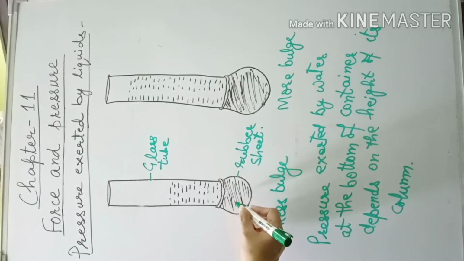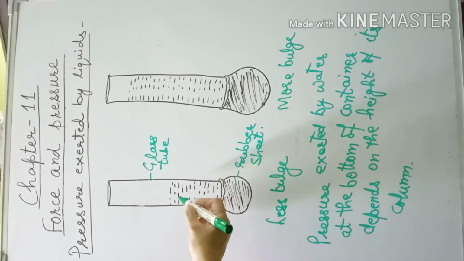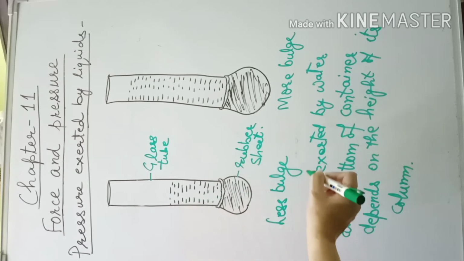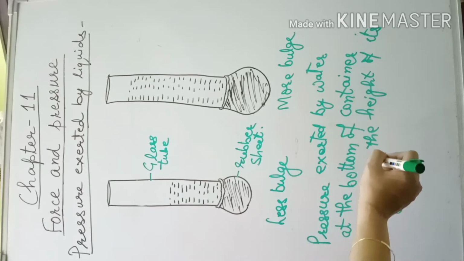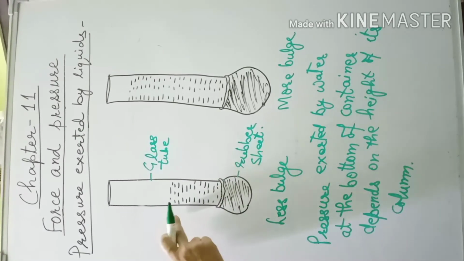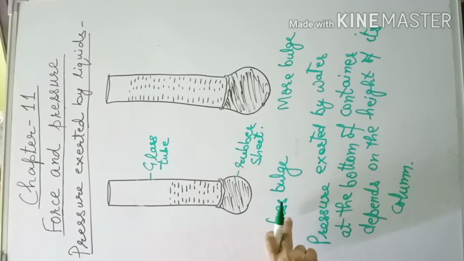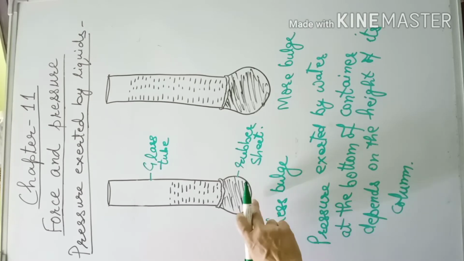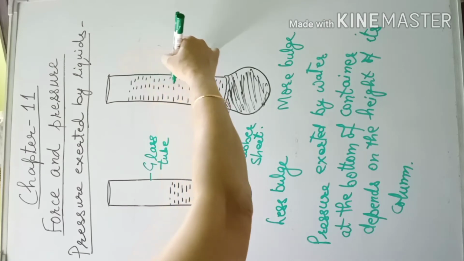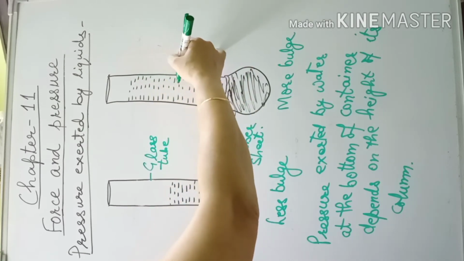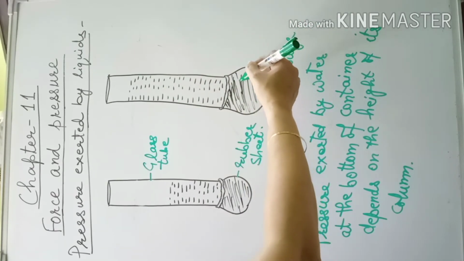So this rubber sheet is tied at the bottom of the glass tube or plastic pipe. So the pressure exerted by water at the bottom of the container depends on the height of its column. In this, the height of water column is less, so less pressure is exerted, so there will be less bulge in the rubber sheet. In second case, the height of the water column is more, so the pressure exerted will be more, so there will be more bulge in the rubber sheet.